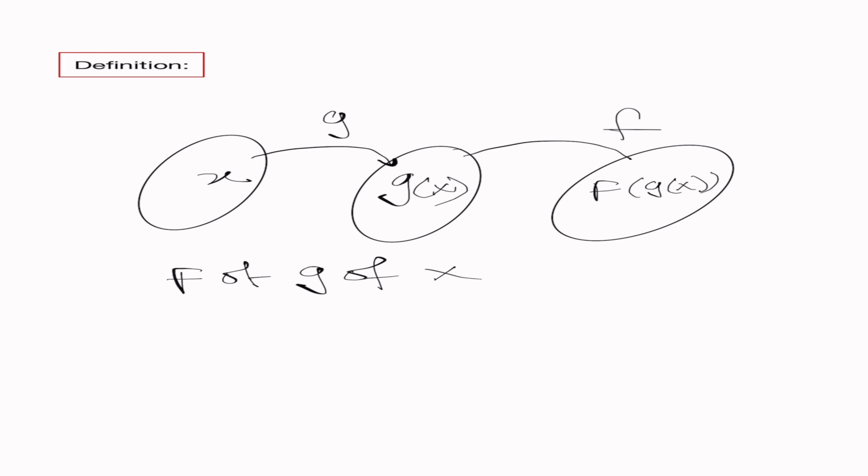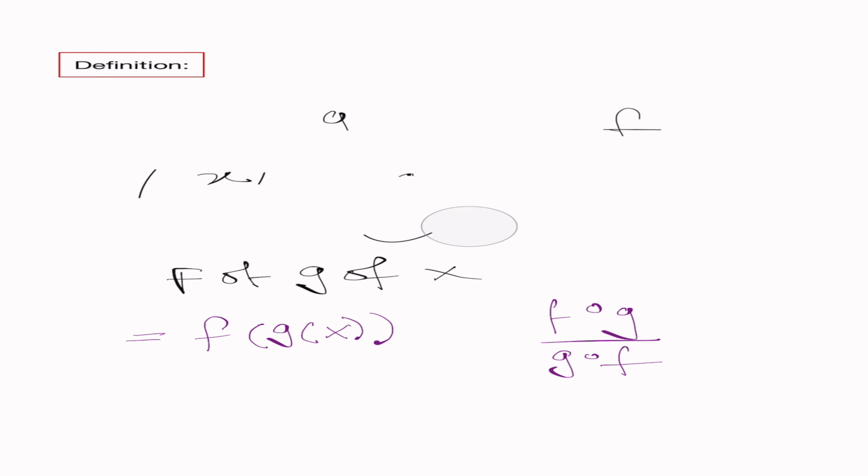Or you can just simply write it down, f of g of x. We also write this as f of g function, okay? Or if you want to do the vice versa, you can just write it down as g of f. So let's look at an example that will make it much clearer for you guys.